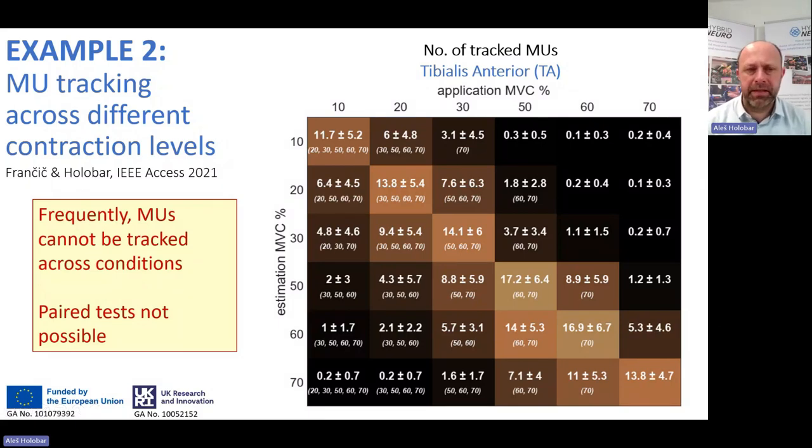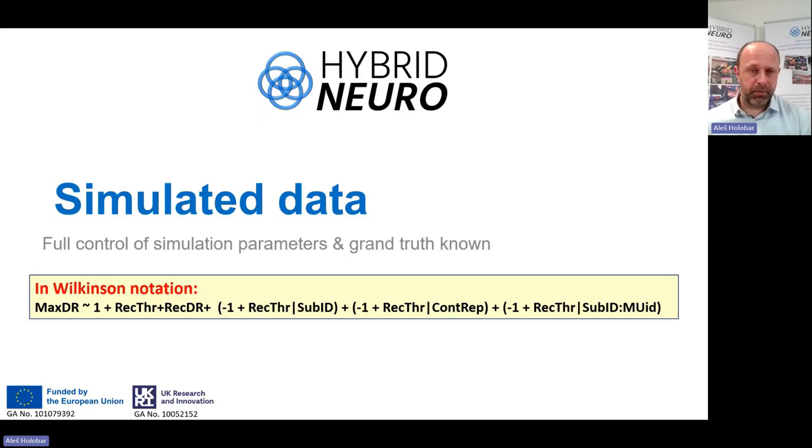But the take-home message here is that motor units cannot be tracked across the conditions, despite every effort the community is putting into motor unit tracking. So paired tests, statistically speaking, are not possible or frequently not possible. You can then limit yourself to the ones that you tracked, of course, but then you are throwing away the data, the information in the untracked motor units.